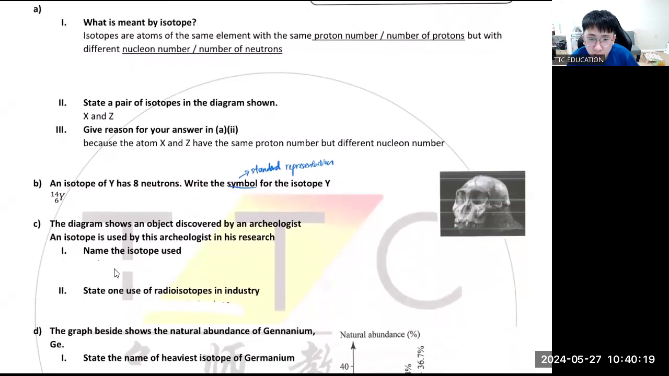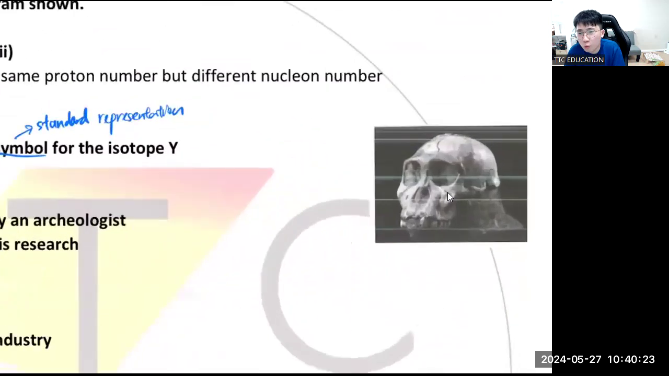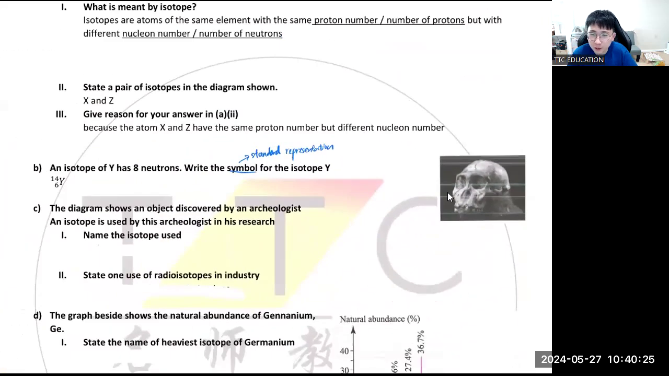Okay, and then the diagram shows an object discovered by an archaeologist. So basically, what is this? Oh, looks like a human. Basically it's bone. From here, an isotope is used by archaeologists in their research. Name the isotope used. So what is used to actually estimate the age of a fossil? So we can say carbon-14.